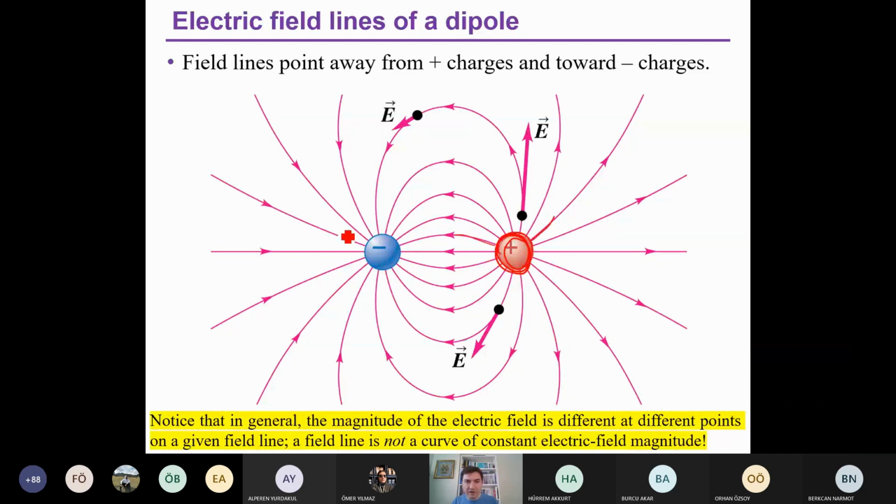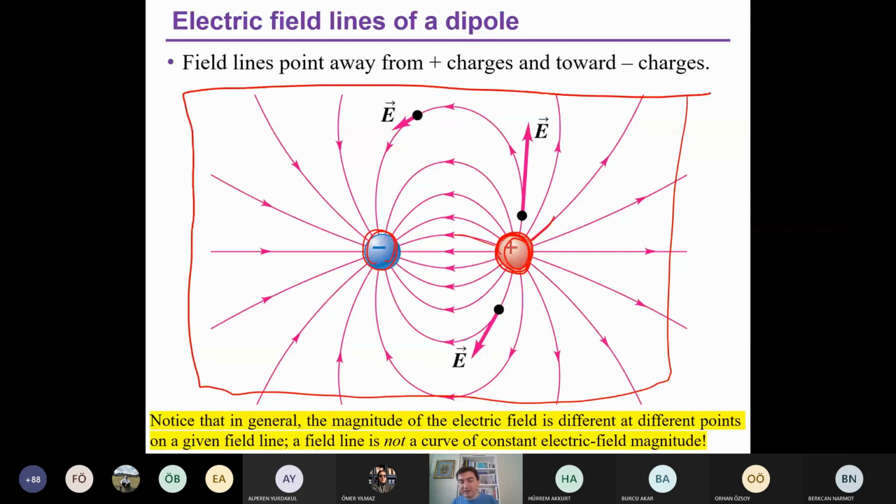And for this one, we have field lines from positive to the negative, or from space to the negative. This is showing us the electric field lines of an electric dipole. I have already discussed this one, but I would like to repeat it. The magnitude of the electric field is different at different points on a given field line.